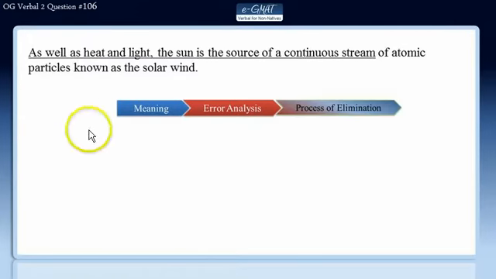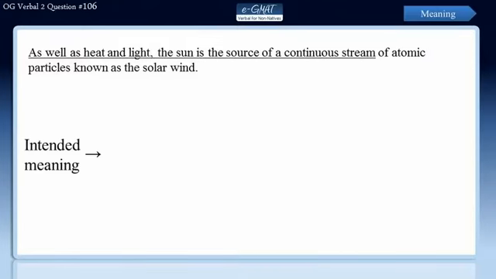So let's begin. As well as heat and light, the sun is the source of a continuous stream of atomic particles known as the solar wind. The way the sentence has been written, the logical intended meaning of the sentence is not very clear. So let us first infer the intended meaning of the sentence here.